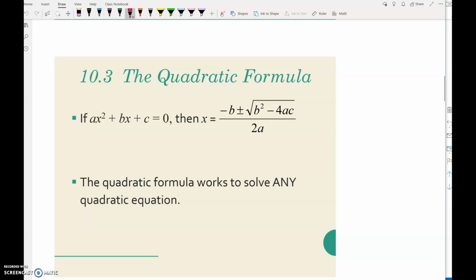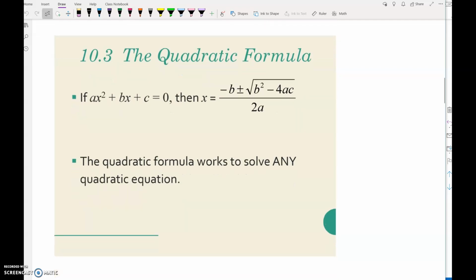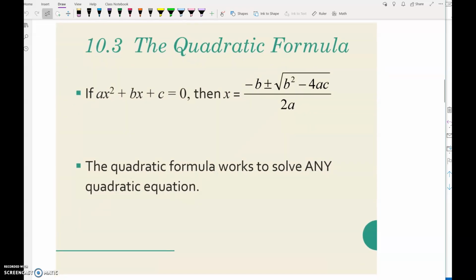And the quadratic formula is x equals the opposite of b plus or minus the square root of b squared minus 4ac, all divided by 2a. We will be giving this formula to you, so you don't have to memorize the formula. However, it is much easier to use the formula when you have it memorized.